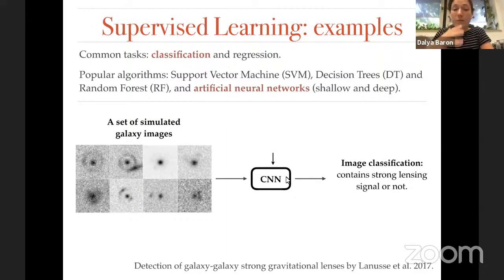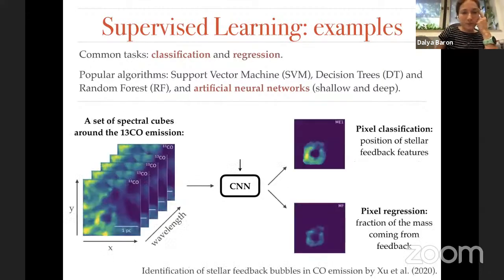So taking images, for example, from the upcoming LSST, and basically classifying whether these images have strong gravitational lensing signal or not. And this is, I think, a very important example of things that we couldn't really do before deep learning. It was very challenging for us to do things like this beforehand.